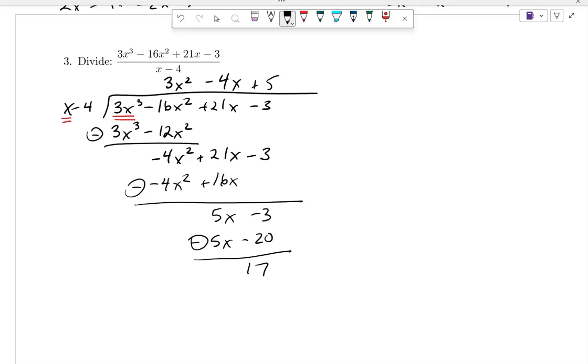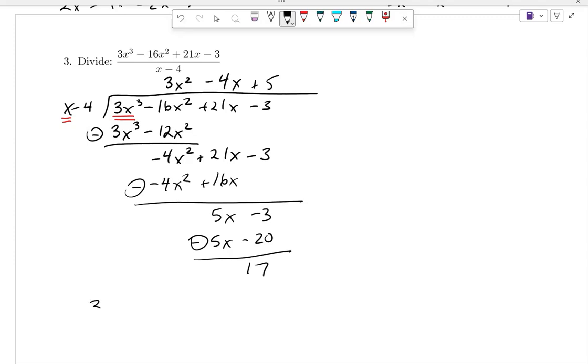Bring down your other terms. What do you need to multiply x by to give you negative 4x squared? Negative 4x. You should get negative 4x squared plus 16x. Subtract, again, 21 minus 16 gives you 5x. Bring down your minus 3. Finally, what do we need to multiply x by to give you 5x? 5. And then subtract, you should get 17.